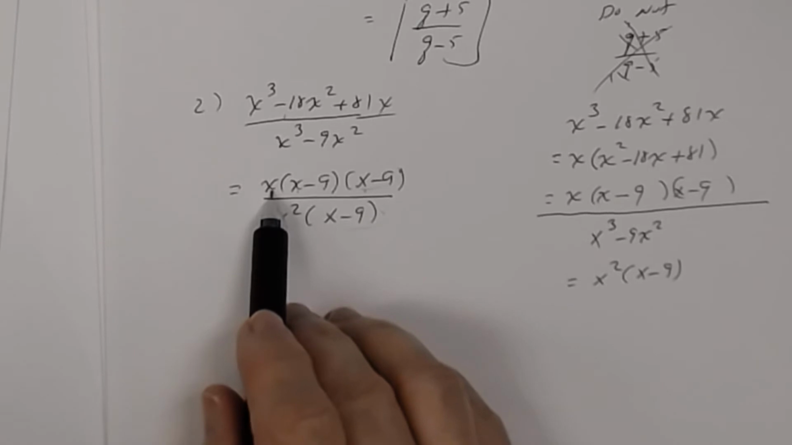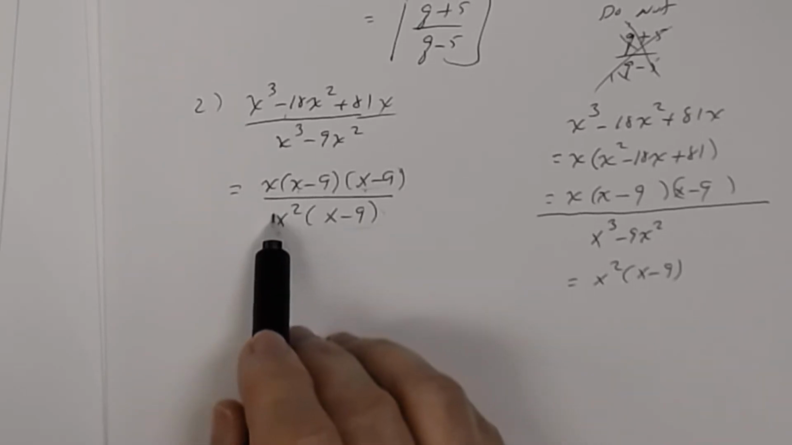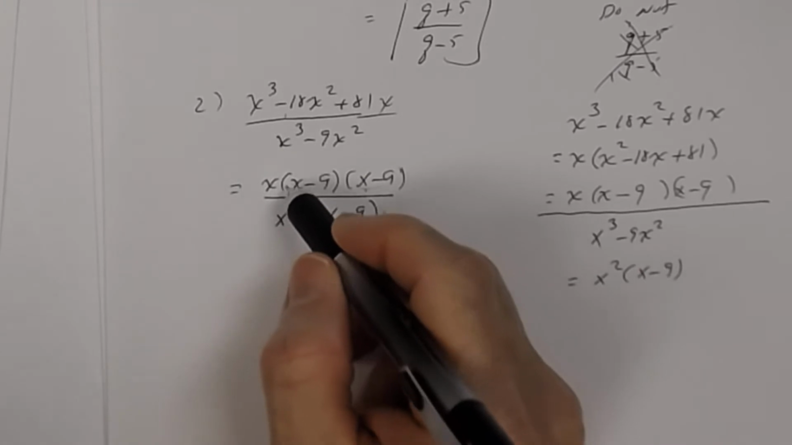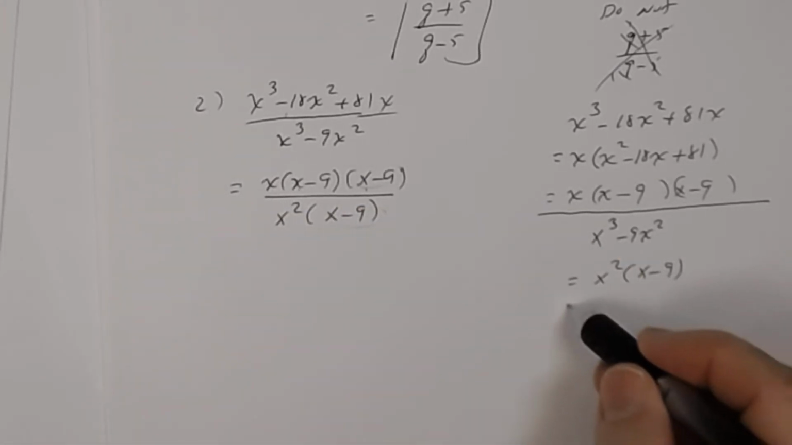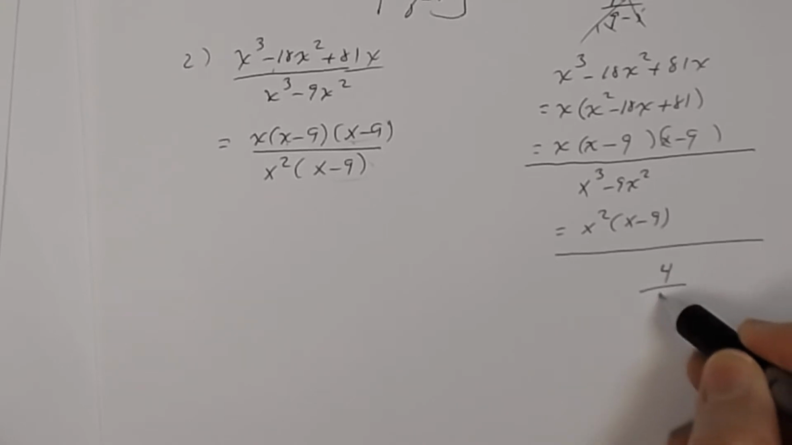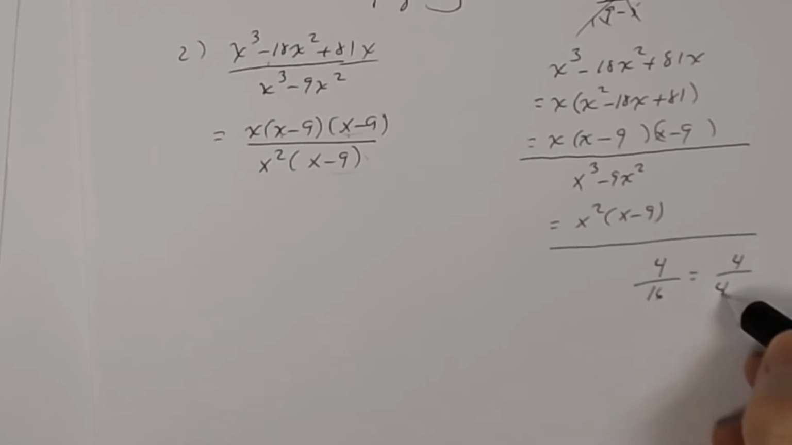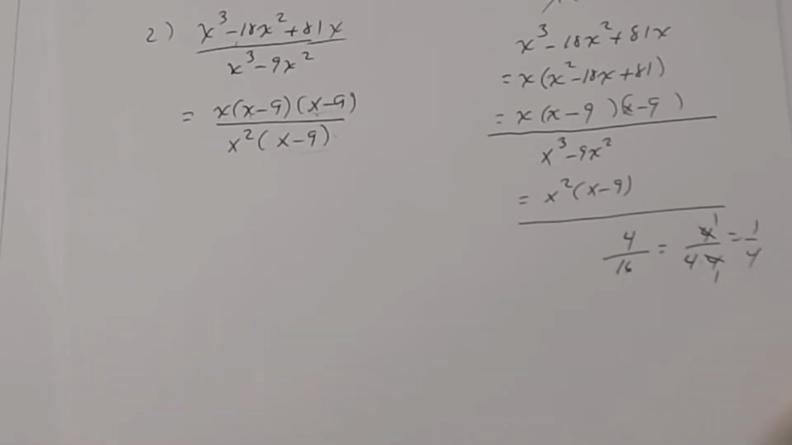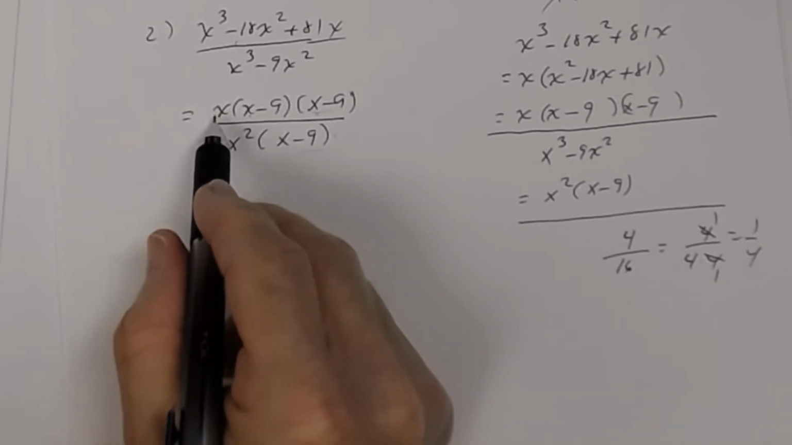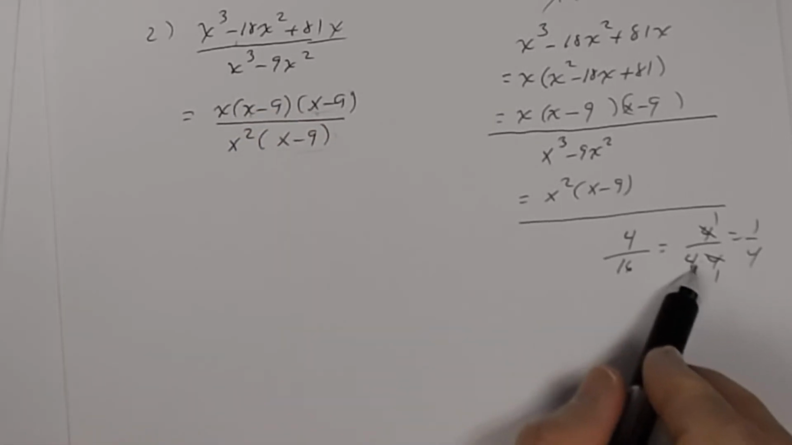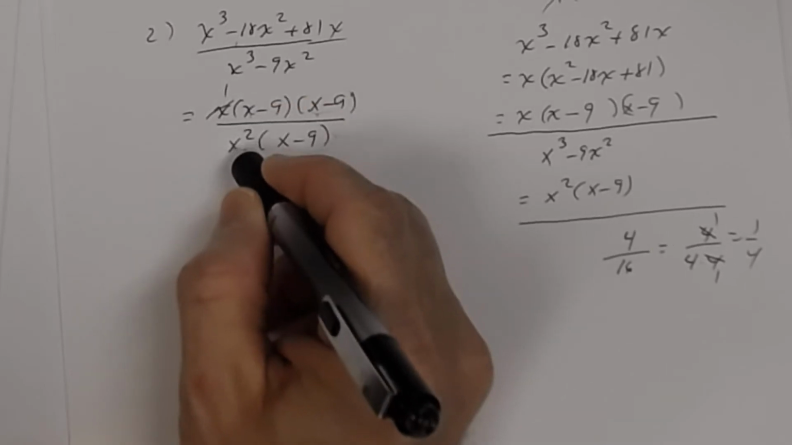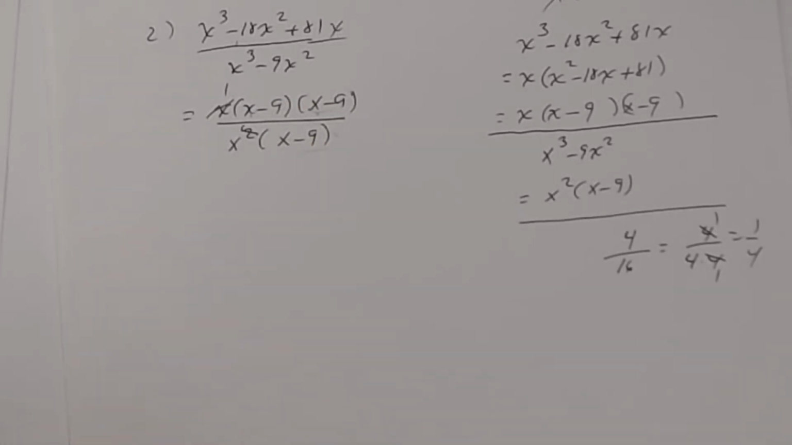Notice that this x will reduce with one of these factors of x. It's kind of like if you had something like 4 divided by 16. Remember, 4 divided by 16 is the same thing as saying 4 divided by 4 times 4, right? And so one of these 4s will divide into one of these 4s, and you're left with 1 divided by 4. Same thing here. So x times x: one of these x's will divide with one of these, and you're left with 1 divided by x.